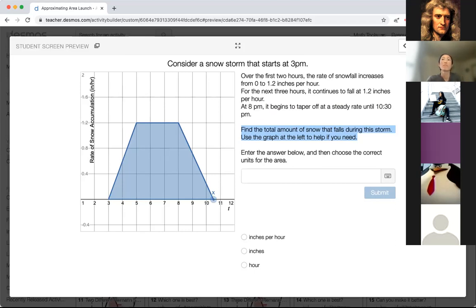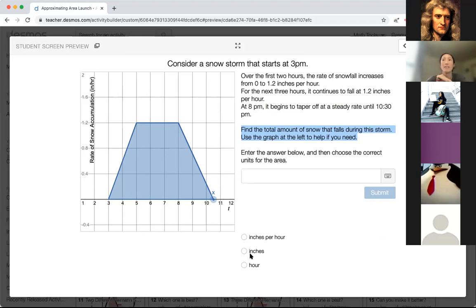So we would divide it up into 3, like Nat was saying, in my opinion. So 3 to 5 would be 2 hours, but half of 2 is 1. So we would do 1 times 1.2 plus we have the steady snowfall from 5 to 8. So that's 3 hours. We would do plus 3 times 1.2. So we're at 4 times 1.2. And 8 to 10:30 is 3.5 hours. So 1.75 times 1.2. And the total of all of that is going to be the area. So the amount of snow that we have.